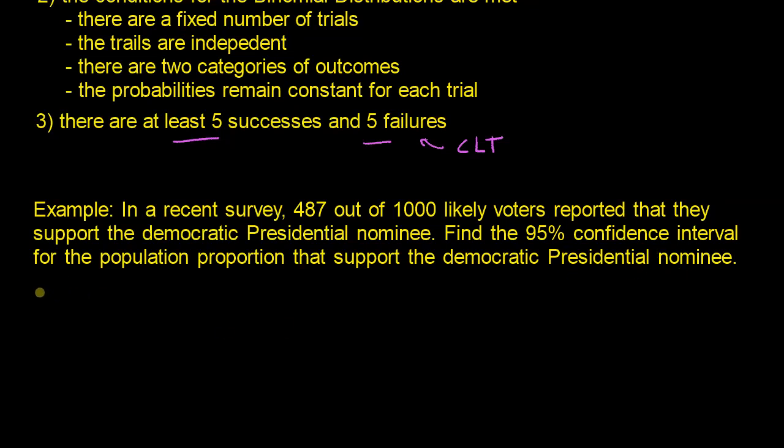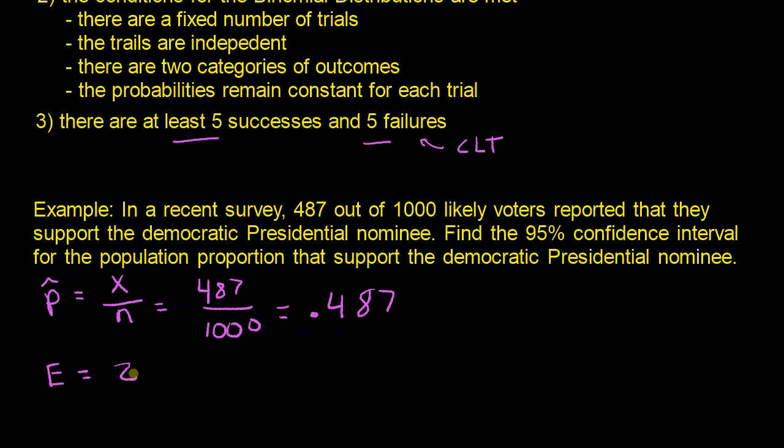Okay, so the first thing I'm going to calculate is p hat, which is x over n. In this case, x will be the number of people that support the presidential nominee. Looks like that is 487 out of 1,000. Okay, so p hat in this one is just 0.487. All right, now let's calculate E. This is the equation for E: z alpha over 2 times the square root of p hat q hat divided by n.